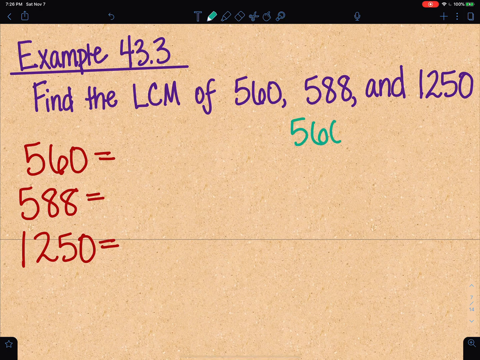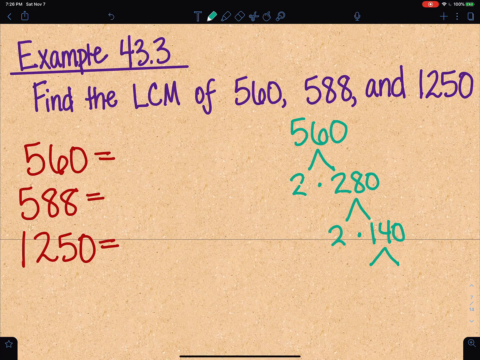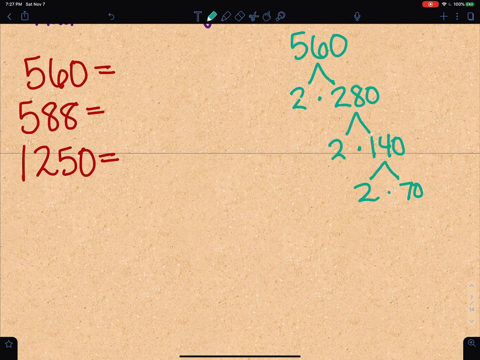Once you start dividing, let's divide 560 by 2, just because it's an even number. I know that if it's an even number, it can be divided by 2. I get 280 over here. So it starts going down really quickly, right? I can divide that by 2 again, and I get 140. I can divide that by 2, and I get 70. Now 70, I know that 70 is 7 times 10. 7 actually is a prime number, so I can stop there, but 10 is not. I'll do a 2 and a 5.